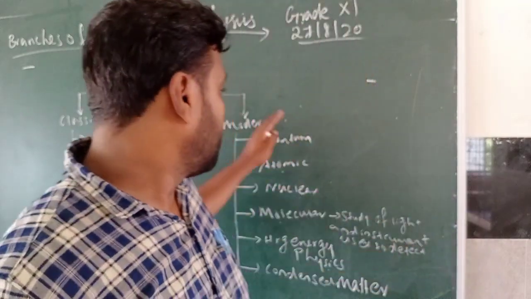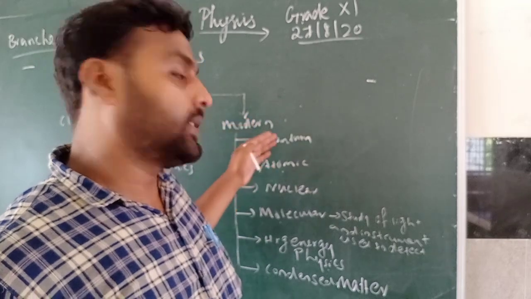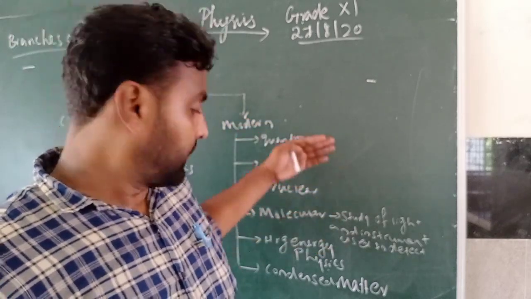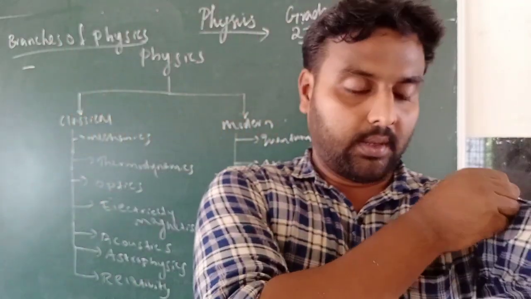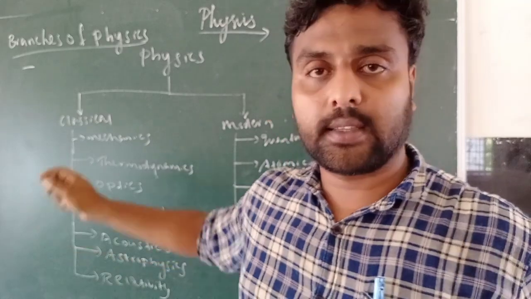So these are the branches of physics. Modern physics: quantum mechanics, atomic physics, nuclear physics, molecular physics, high energy physics, condensed matter. These are the branches of physics. In that, we'll discuss one by one.